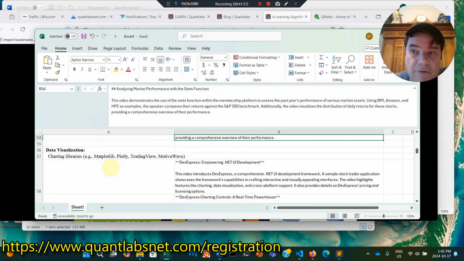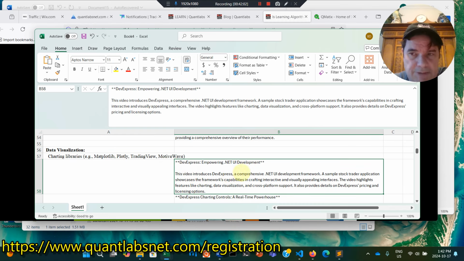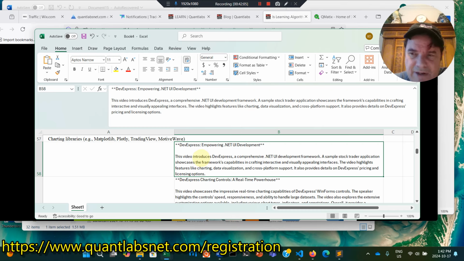Now, I've also mentioned data visualization earlier. These are the affordable options out there. One is DevExpress, again, .NET. At one point, I loved some of the .NET stuff that was out there, and this is one of those libraries that are really good. So I introduced this DevExpress. It's a .NET UI, user interface development framework. Sample stock trader applications showcase the framework's capabilities, crafting visually appealing interfaces.